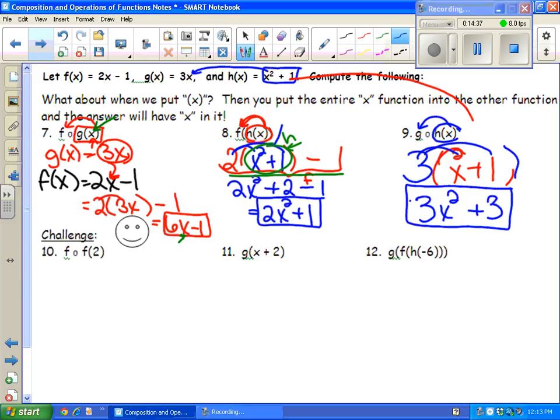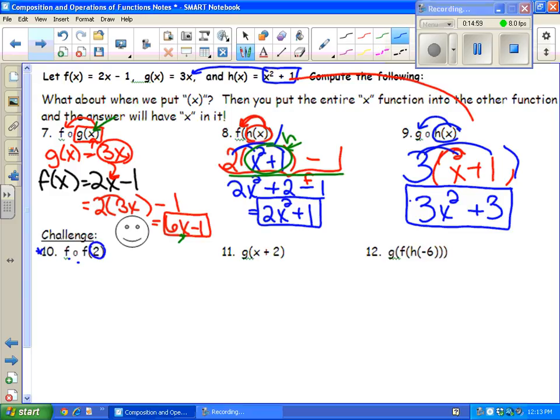All right. Number 10, 11, and 12 are meant to be final problems. All we're doing here is replacing one function into another function and building a new function. Number 10 is a little bit of a challenge, 10, 11, and 12, because what am I doing here? I'm putting f of f of 2. Now, there's actually two ways you can work this problem.